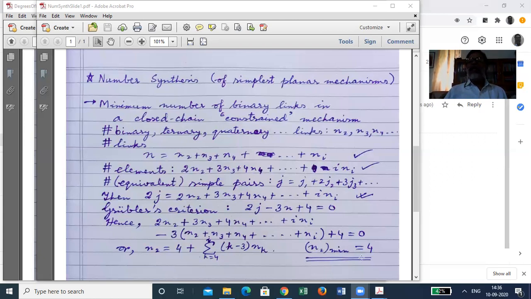So n2 minimum is 4. That is why the simplest basic minimum mechanism that you can think of, which has some degree of freedom and is a closed mechanism, closed chain mechanism, is a 4-bar linkage. Okay. So on other questions of number synthesis and some examples, we go further in the next lecture. Okay. So at this point, I stop and we will complete number synthesis in the next lecture.